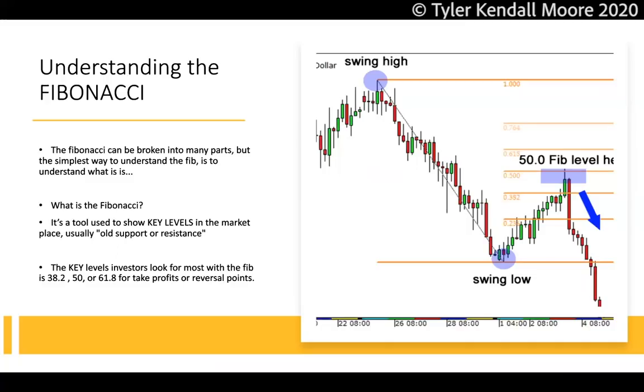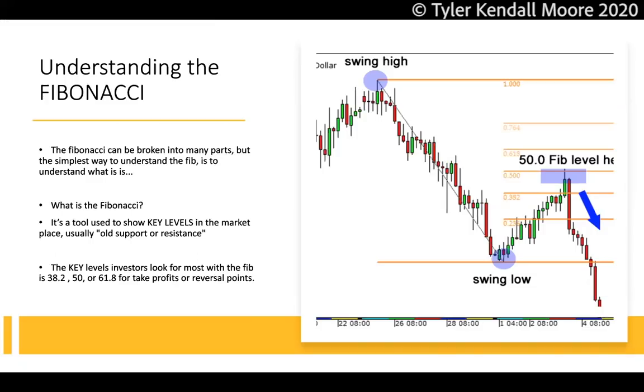But the simplest way to understand the fib is just to understand what it is. So what is the Fibonacci? It's a tool used to show key levels in the market, usually old support or resistance. Sometimes it shows new support and new resistance. You put the fib up to show a reversal point, a psychological level, where people think this is where we're all going to close, this is where we're all looking for price to go.